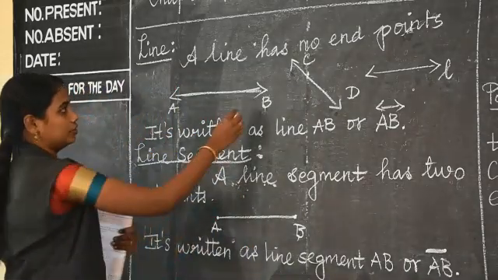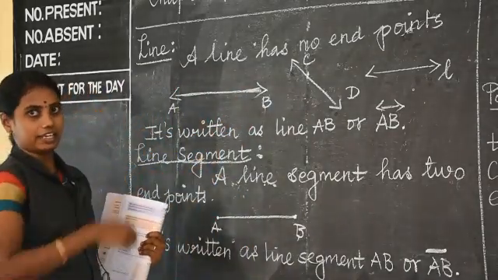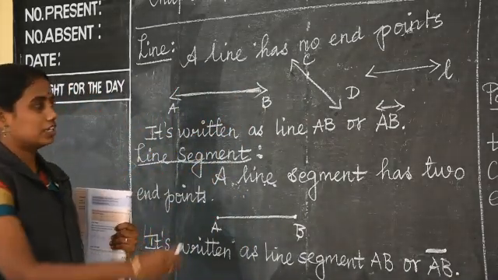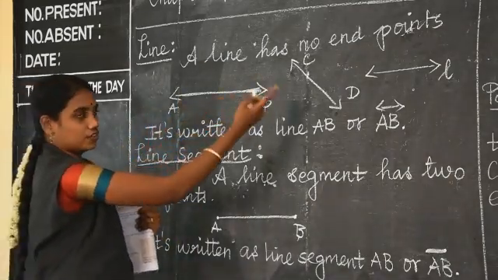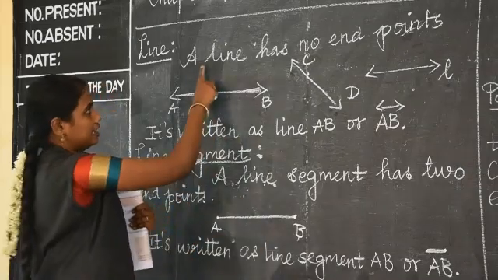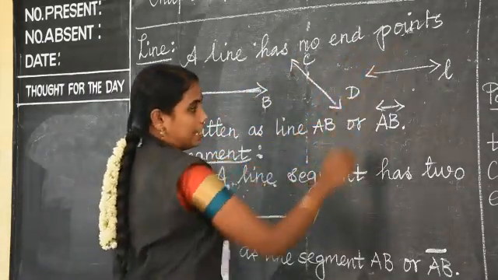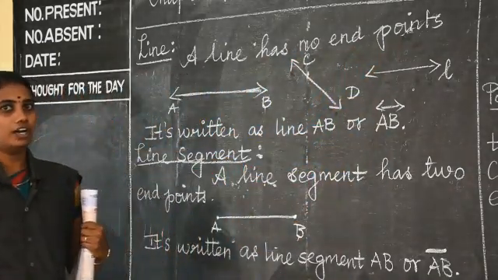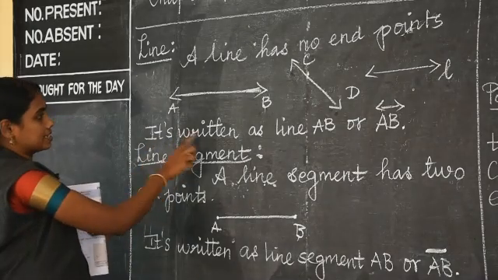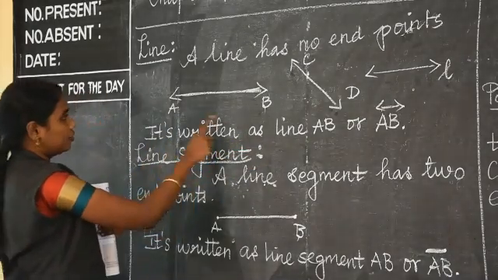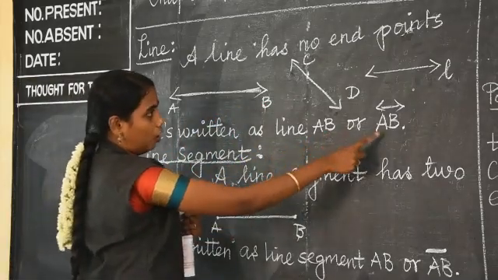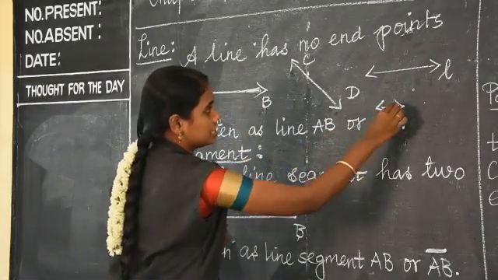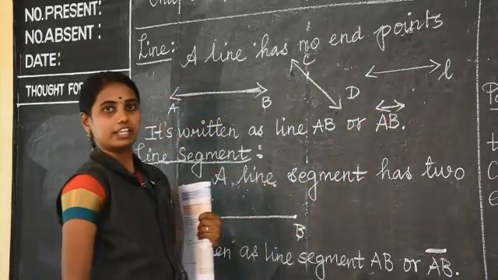This arrow denotes no end, infinite length. We don't have an end for the line. Here also we don't have an end. That's why a line has no endpoints. Next, when you write this, you will write it as line AB, or AB with the line symbol above. Clear everyone?